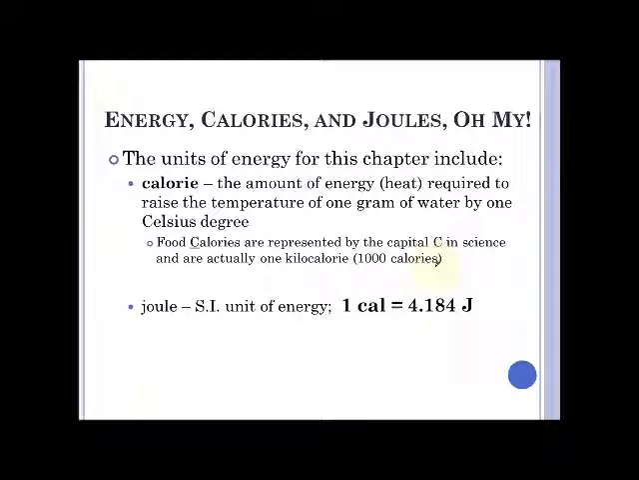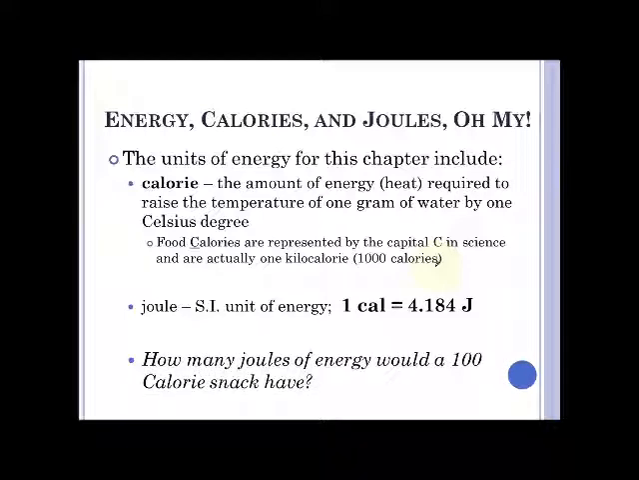A joule is actually the SI unit of energy, and 1 small c calorie is equal to 4.184 joules. And that 4.184 is important. We're going to use that a lot. So if we knew all this information, we could figure out how many joules of energy a 100 calorie snack has. So let's go ahead and do that.